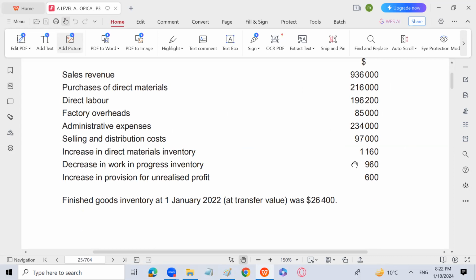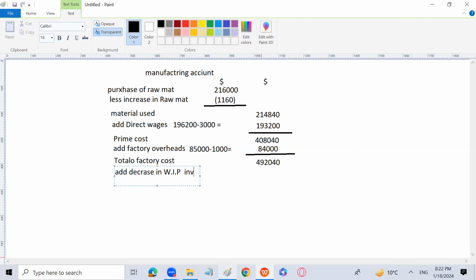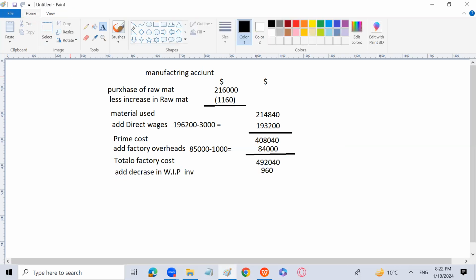So the closing will be subtracted because of the increase in direct material inventory, and decrease in work in progress inventory will be added, 960. So I will add 960. We have discussed it at the very start. So 960 is going to be added over here. And when you add decrease in work in progress inventory, you will get the amount of cost of production.